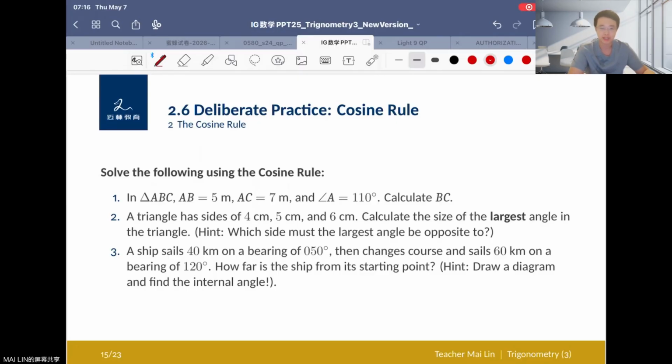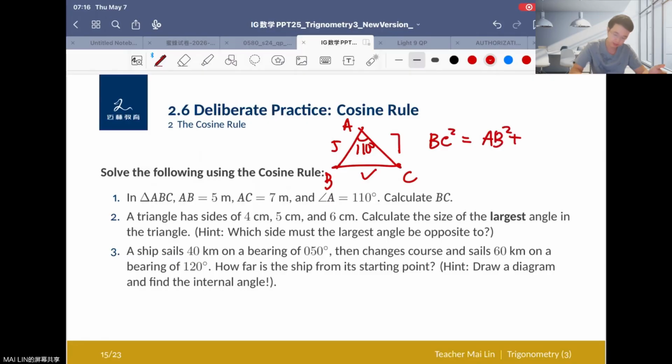The first question is: in triangle ABC, AB's length equals 5 meters and AC equals 7 meters, and angle A equals 110 degrees. Then calculate BC. For this problem we can just try to draw the triangle ABC. So AB equals 5, AC equals 7, angle A equals 110 degrees, right? So BC squared equals AB squared plus AC squared minus 2 times AB times AC times cosine of angle A, right? So you can just put the values in here.